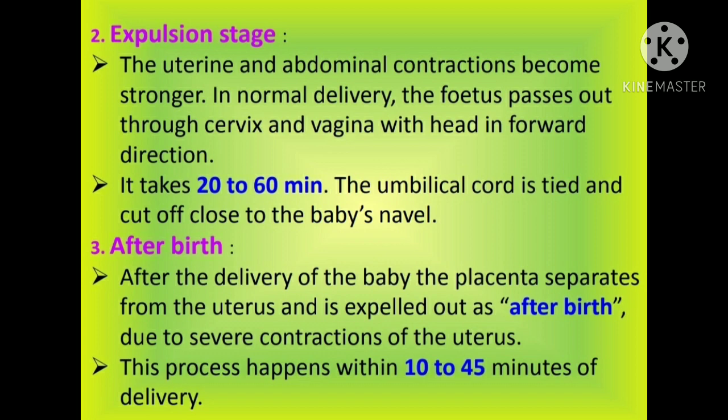Now, moving to the next stage, that is called the expulsion stage. What happens here is that the uterine and abdominal contractions become stronger. In normal delivery, the fetus passes out through the cervix and vagina with the head in forward direction. It takes about 20 to 60 minutes.